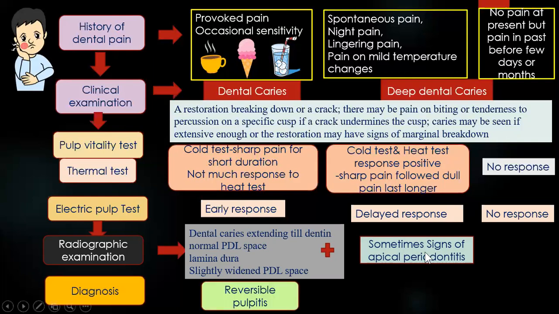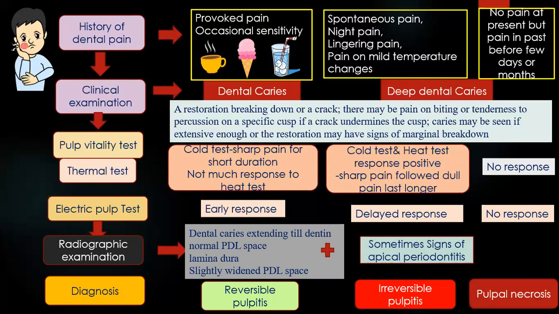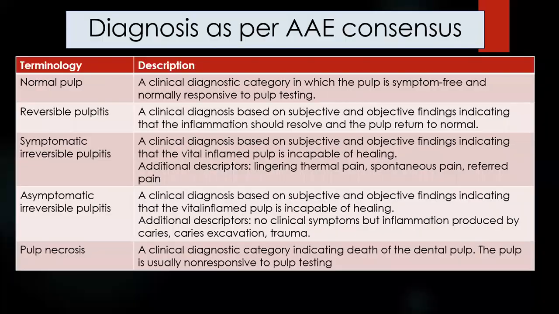If we have signs of apical periodontitis sometimes, and based upon the clinical and other aspects, it is definitely irreversible pulpitis. And if there is no response to EPT, no response to thermal test, and we may find some periapical abscess, apical periodontitis, and periradicular findings are present basically, then it's definitely telling us that it is pulpal necrosis, right? So this is the approach by which we can clinically correlate and come up to a diagnosis.